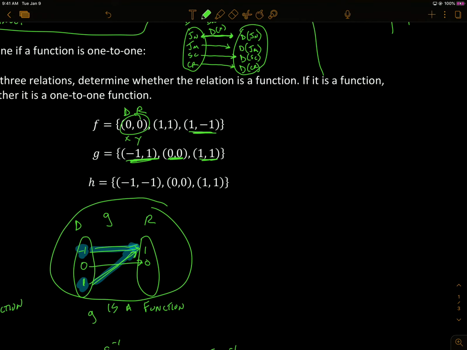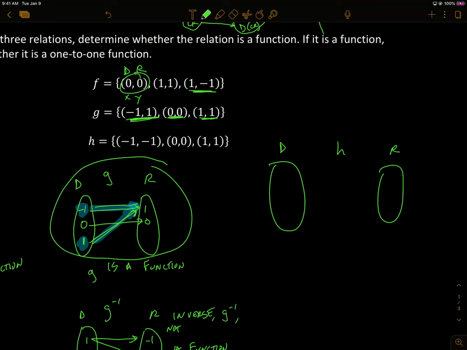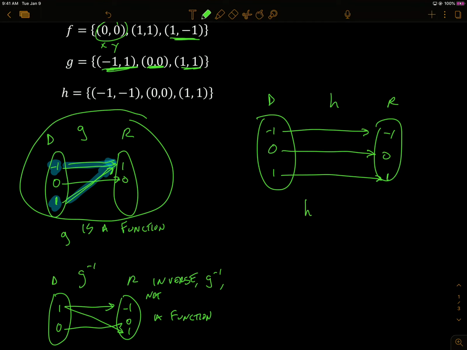H, let's check H. I've got my domain, I've got my range. I'm suspecting this will be one-to-one because the other ones weren't. Negative 1 maps to negative 1. 0 maps to 0. 1 maps to 1. There is a one-to-one correspondence, right? Each member of the domain maps to one unique range member. They don't map to the same range members. They each have their own range member pointing back at them in the inverse. So I'm going to say H is a one-to-one function.